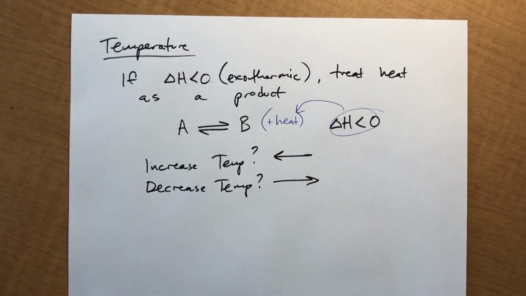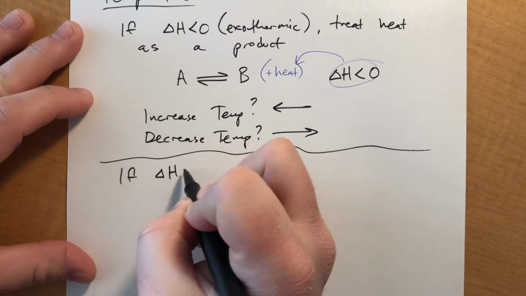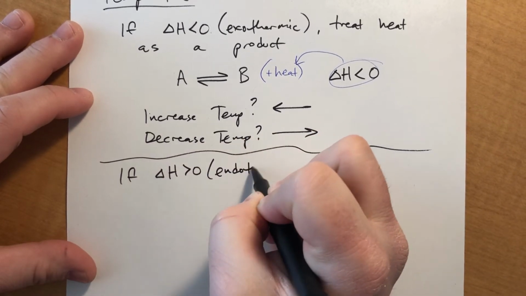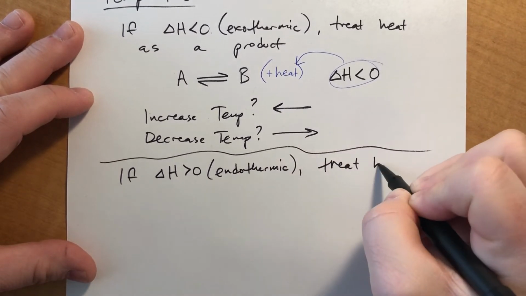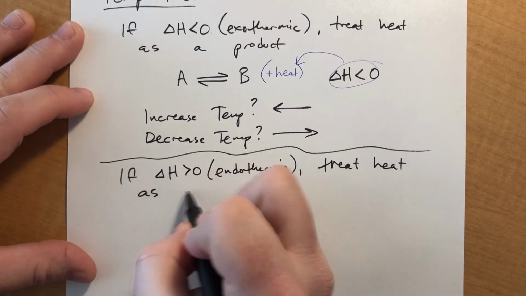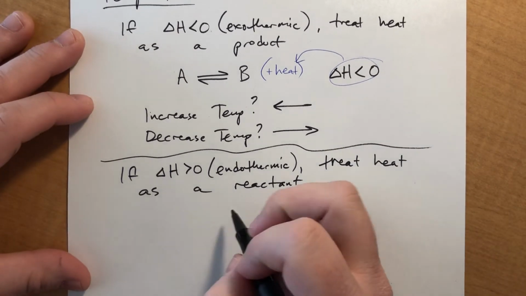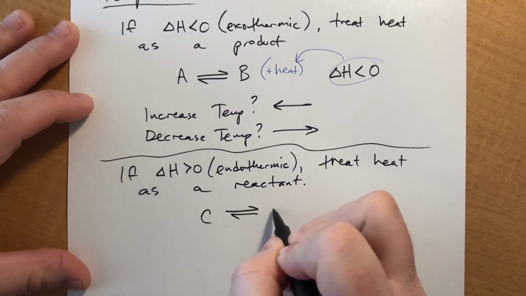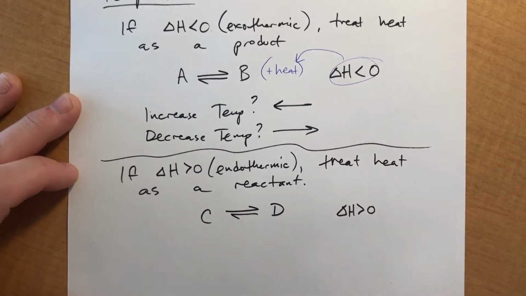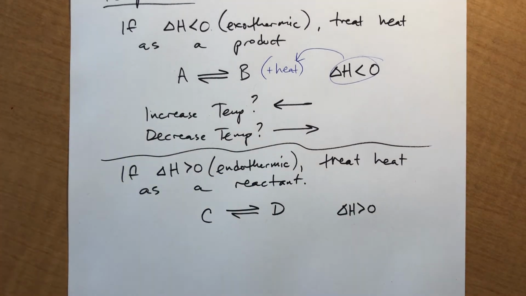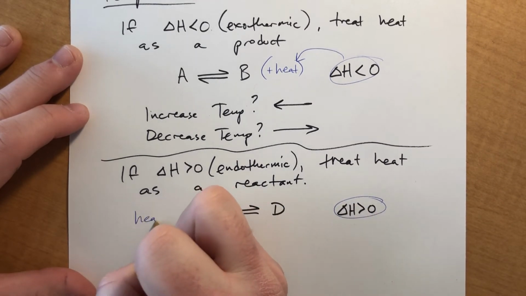Okay? The opposite of this is also true, and I'm just going to write it down so it's in your notes. But if delta H is positive, basically endothermic, you have to pump heat into it to make the reaction go. Basically, you're treating heat as a reactant. So everything kind of shifts. So let's say we switch the letters here. C in equilibrium with D. Doesn't matter what these compounds are. And delta H is positive. Okay, endothermic. Okay, so because this is positive, this means we can treat heat as a reactant.